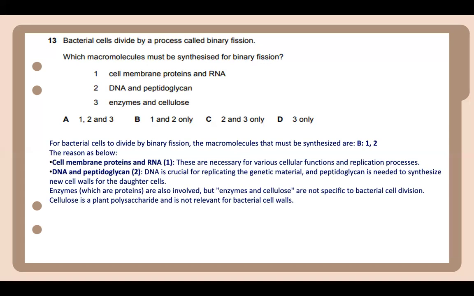Statement 2, DNA and peptidoglycan. DNA is crucial for replicating the genetic material, and peptidoglycan is needed to synthesize new cell walls for the daughter cells.